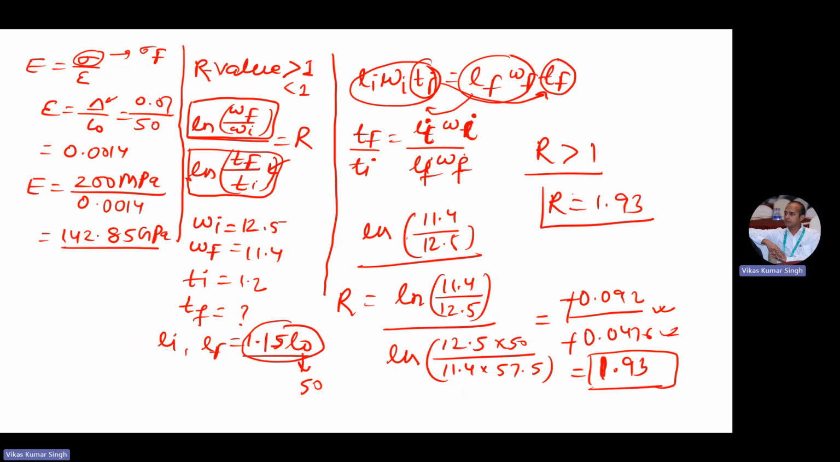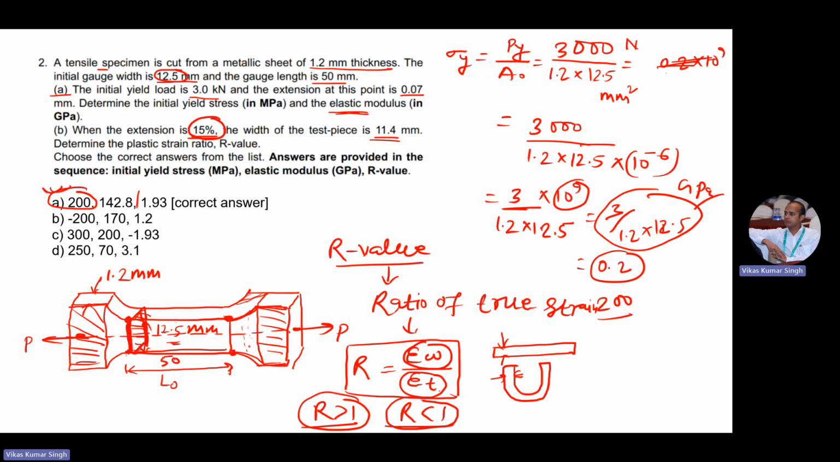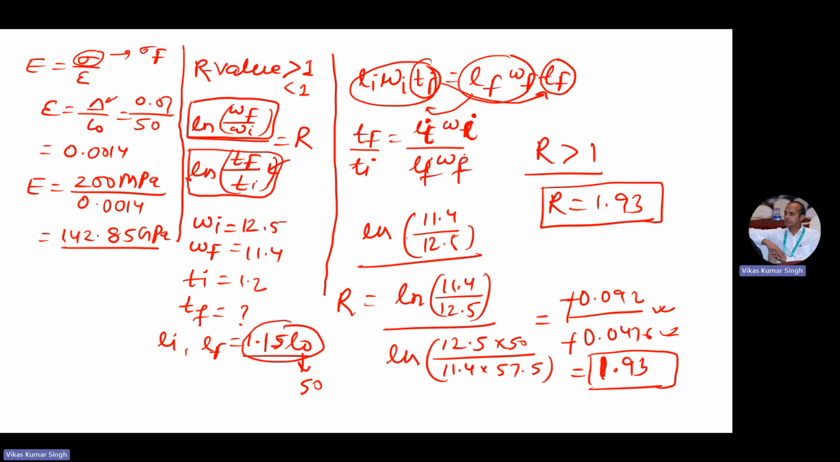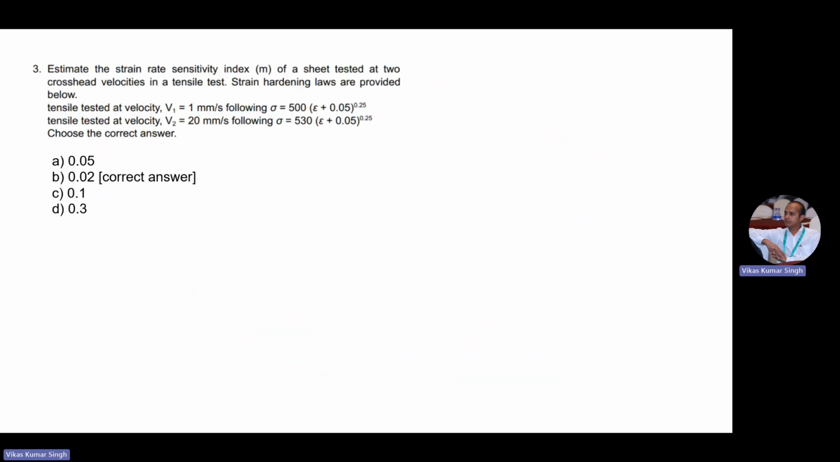So whatever sheet material we are using for the forming is desirable, since the R value is greater than 1. So here it's going to be this value, and Young's modulus we found out this value. So I hope this is clear. If you have doubts, you can ping me or email me. So we can go to the next question.